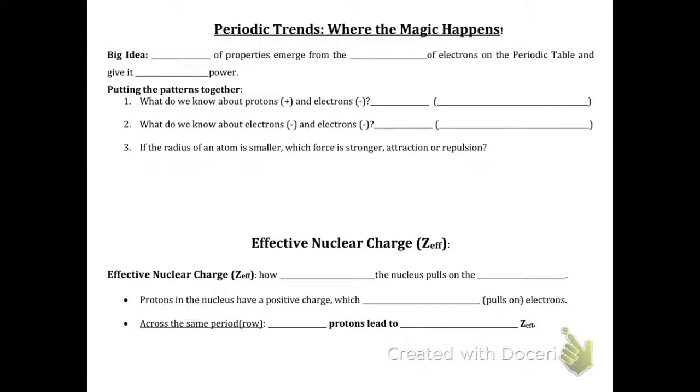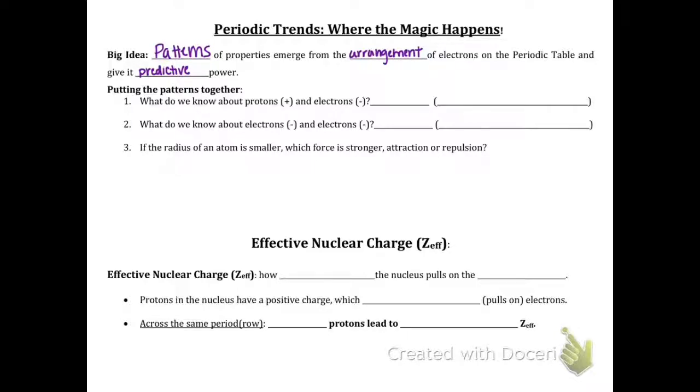Okay, so now we're going to learn some periodic trends. What are periodic trends? So here's the big idea. Patterns of properties emerge from the arrangement of electrons on the periodic table and give it predictive power. So basically, there are things that we can know about the periodic table that depend on how the electrons are arranged. So let's put some patterns together.